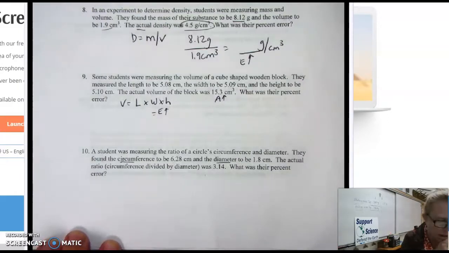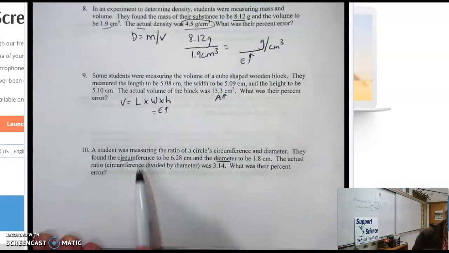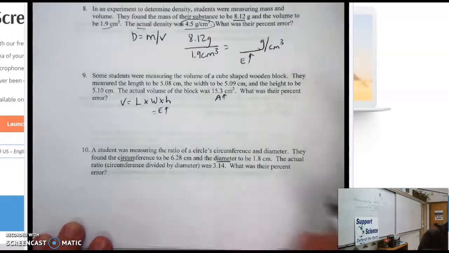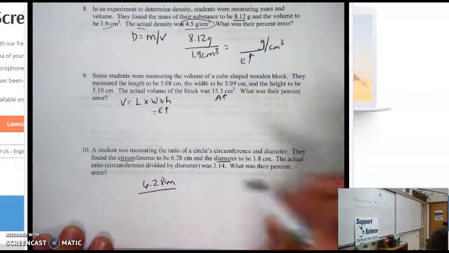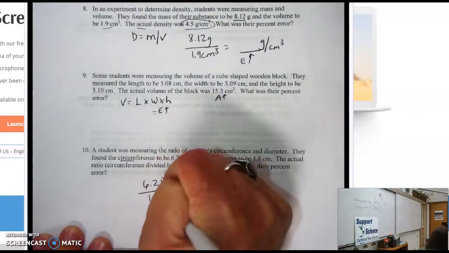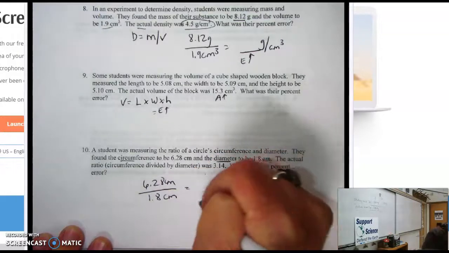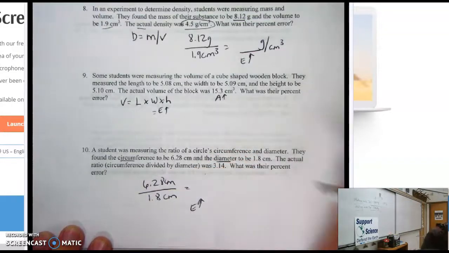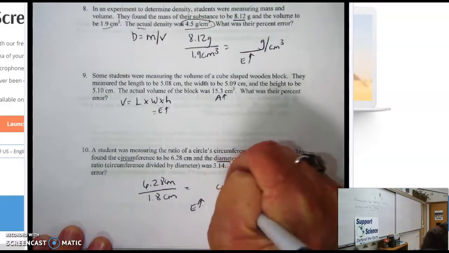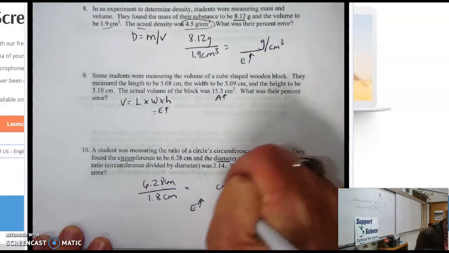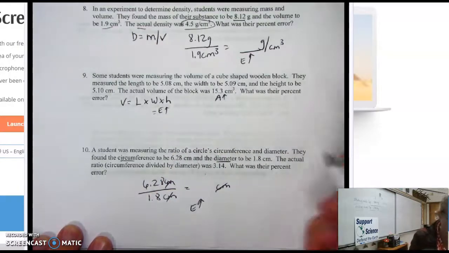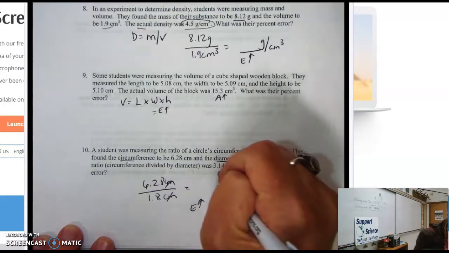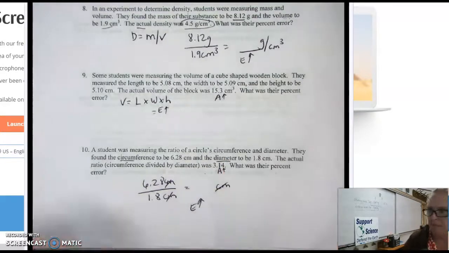All right. So again, you just have to divide that circumference by the diameter. So 6.28 centimeters divided by 1.8 centimeters. Okay, and that's going to get you your experimental value. All right. And I guess actually the centimeters cancel out, don't they? So you wouldn't have a unit there. And then your actual is right there, 3.14. Okay? So hopefully that helps.